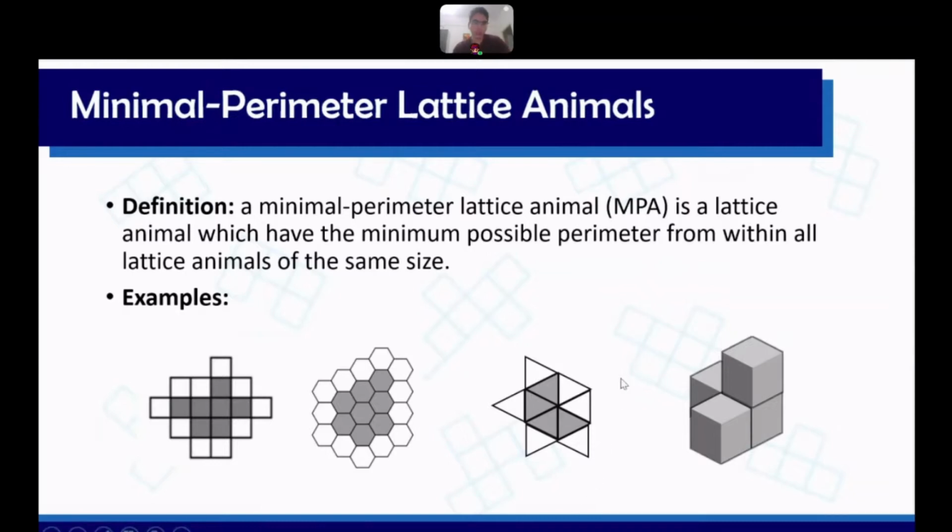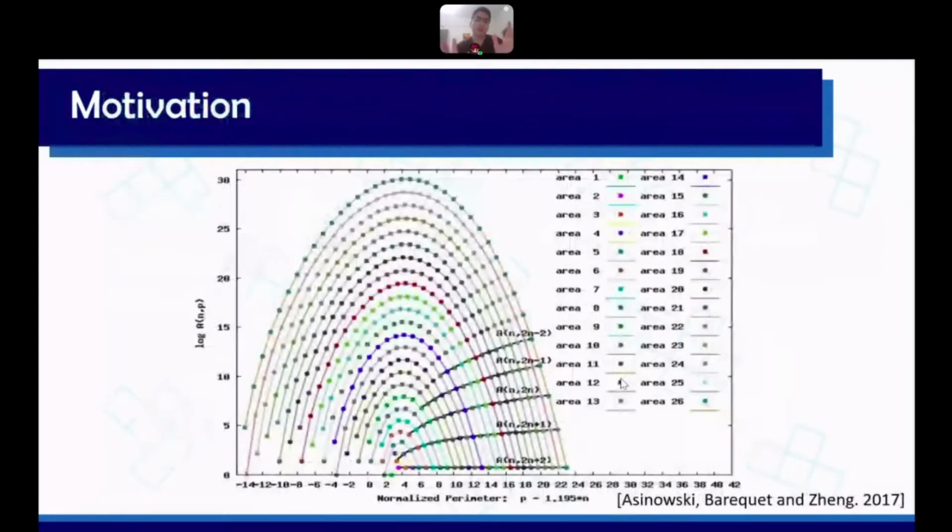Okay, so why did we look at minimal perimeter lattice animals? It all began with this graph, which shows how many lattice animals there are for a given area and perimeter. Each curve is a given area. These are all area 26. And you can see that they distribute pretty well, pretty normally.